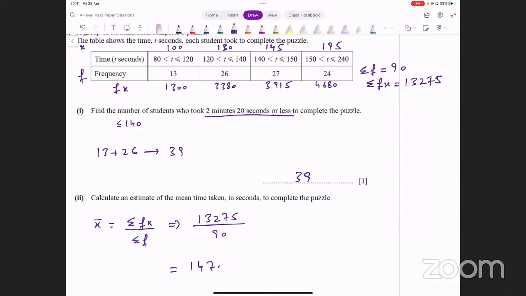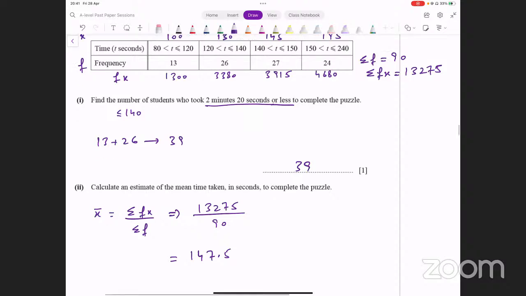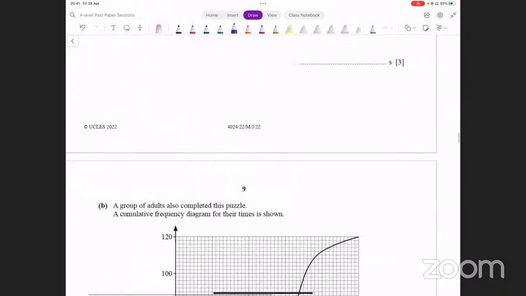See, 147.5 आ रहे हैं. ठीक है, if I wrote 147.4 there with that incorrect working, I would have lost 1 mark there because वो एक careless error हो गया वहाँ पे. ठीक है, that's the second part here. Let's move on. Part B here.